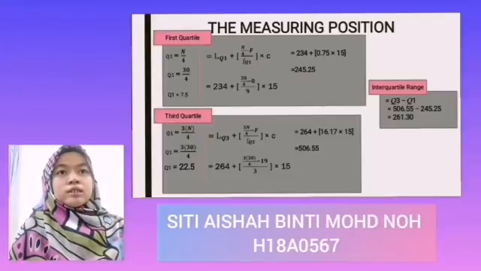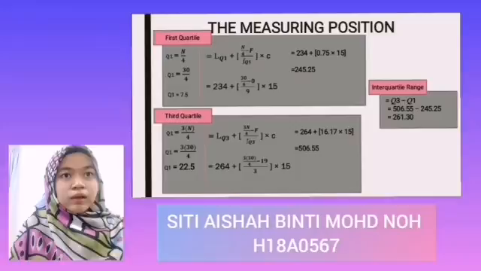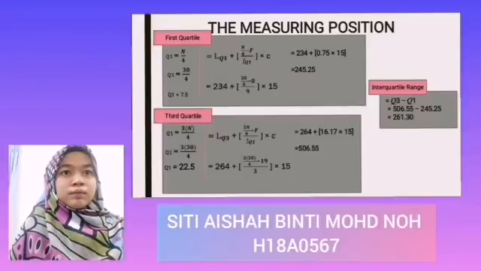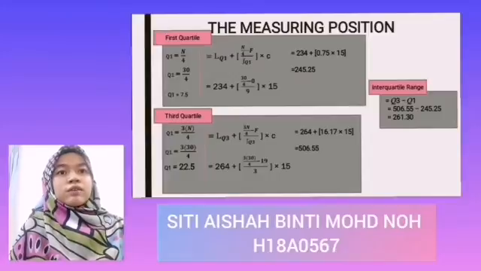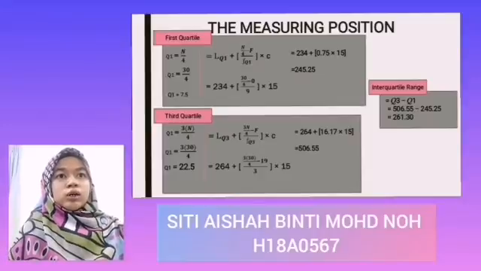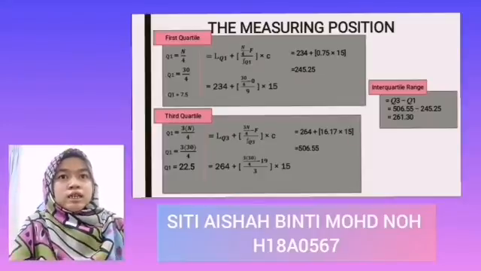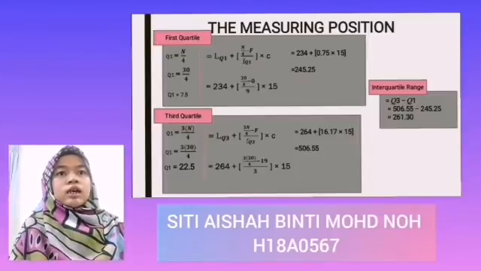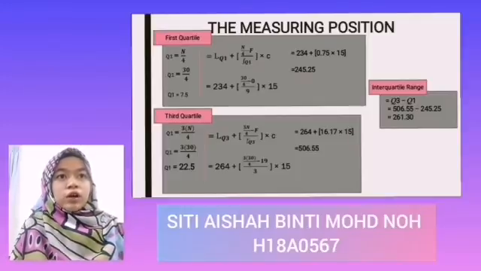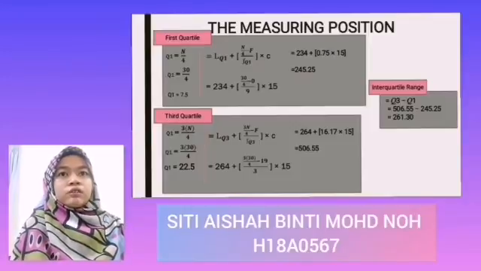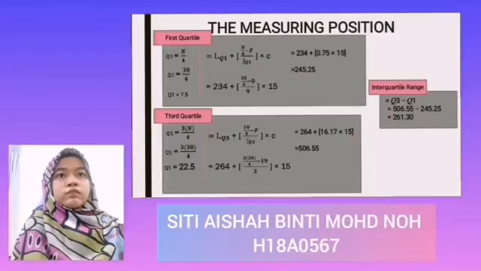So 264 plus 16.17 multiplied by 15, the answer is 506.55. Okay, for the interquartile range, the formula is third quartile minus first quartile. So the answer for the third quartile is 506.55, and the first quartile is 245.25.